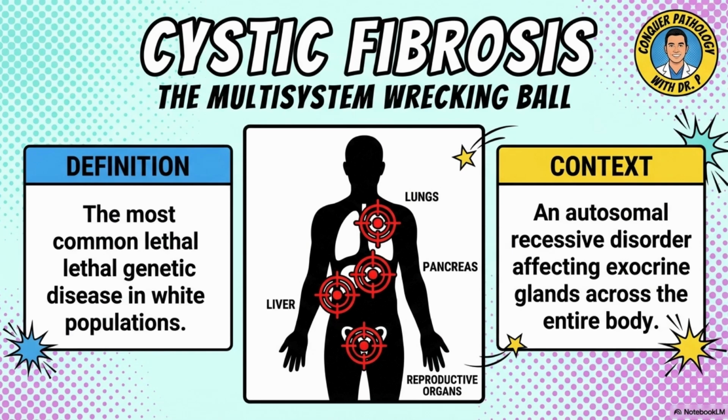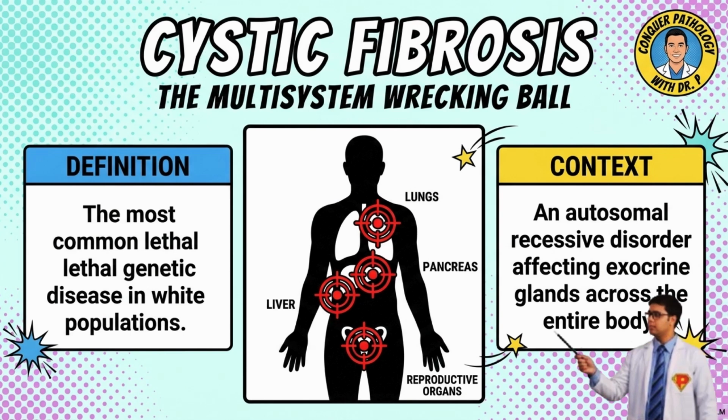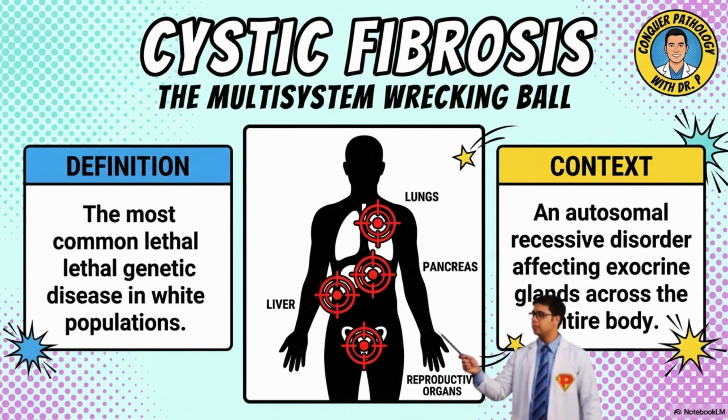Alright, shifting gears to the heavy hitter, cystic fibrosis. I call this the multi-system wrecking ball. It is the most common lethal genetic disease in white populations. It's an autosomal recessive disorder that affects exocrine glands across the entire body. Look at the diagram. It hits the liver, lungs, pancreas, and reproductive organs.